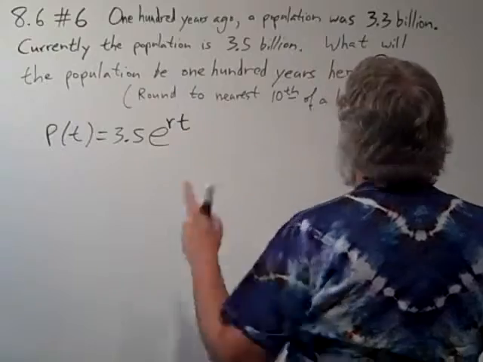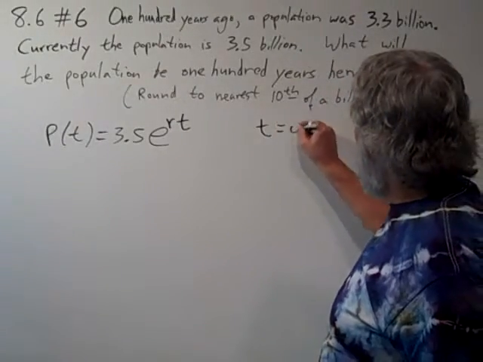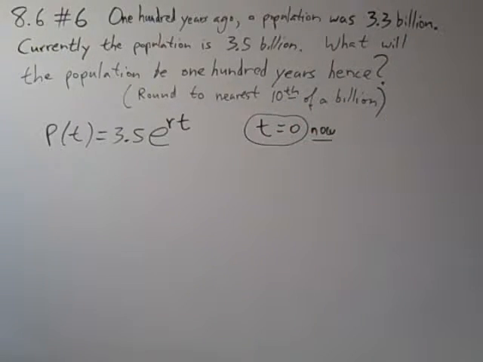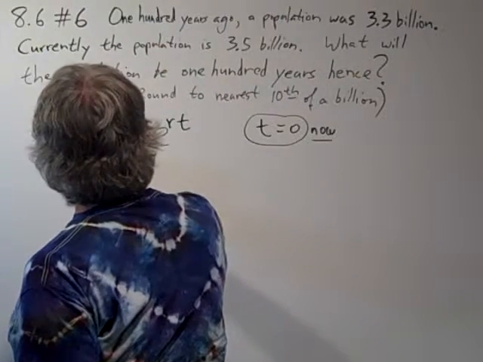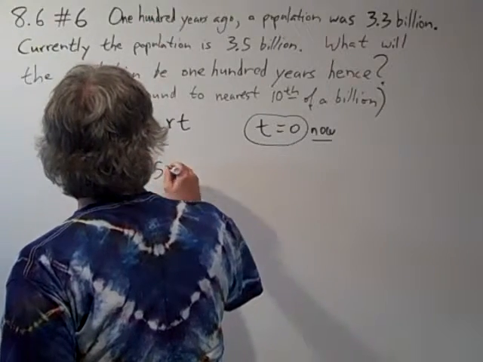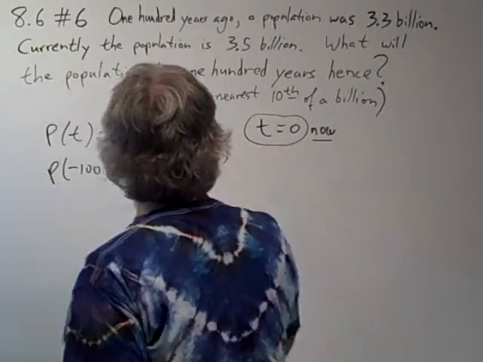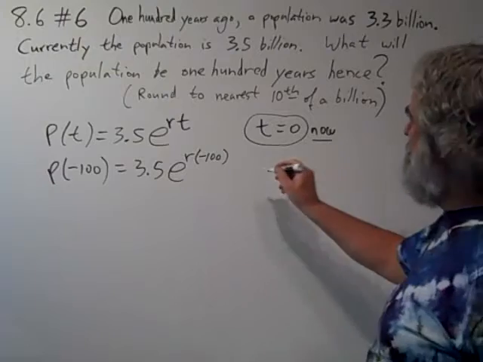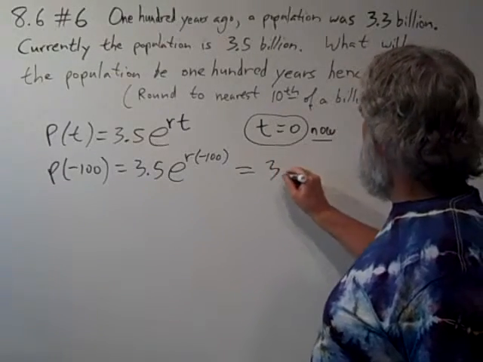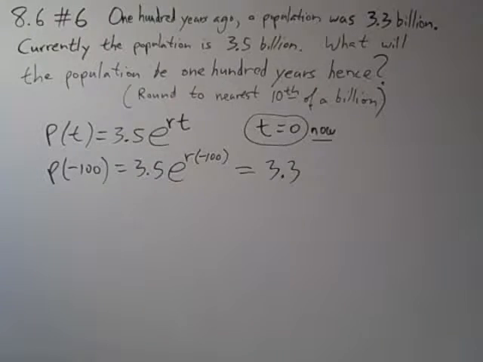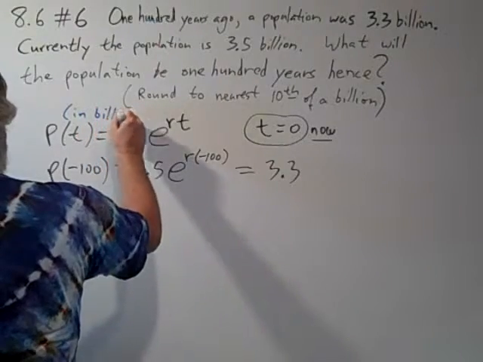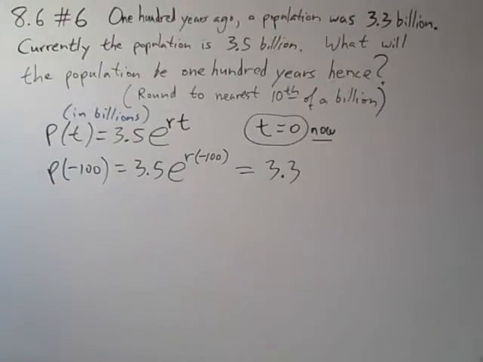At time 0, that's now. Right now is time 0. So t is equal to 0 right now. So 100 years ago, that would be P of negative 100. So 3.5 times e to the r times negative 100. 100 years ago, t was equal to negative 100. And we know that then the population was 3.3 billion. This is our equation in billions. Our equation counts how many billions of people.